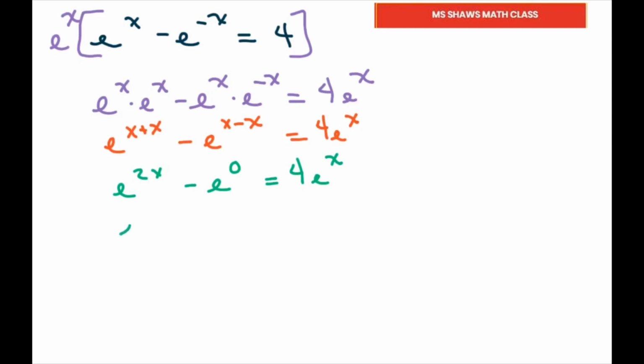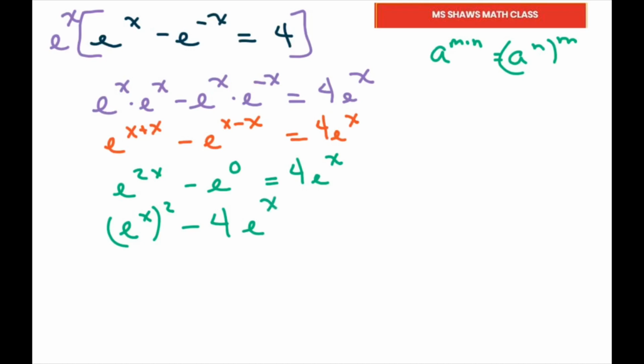Then what we're going to do is write this as (e to the x) squared. Remember, a to the m times n is the same as a to the n, first, to the m, since you're multiplying. So that's just using your power property. And then I'm going to move the 4e to the x to the left-hand side of the equation. And this one right here just equals 1, because e to the 0 is 1.